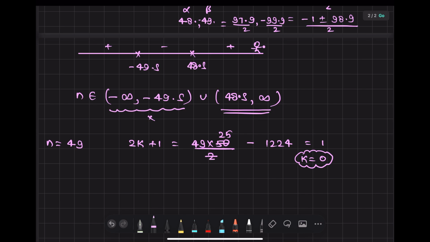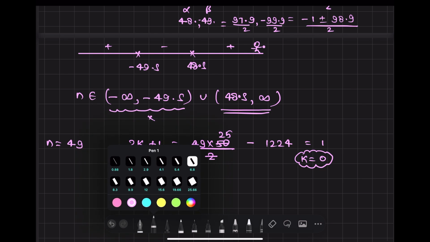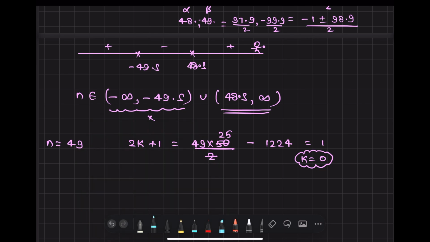So 0 and 1 is being removed. So it is not that card. You have to remove two cards. According to this, you have to remove only one card. So this is wrong. Now suppose that n is 50.